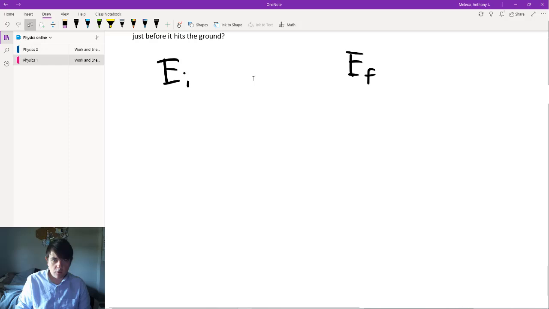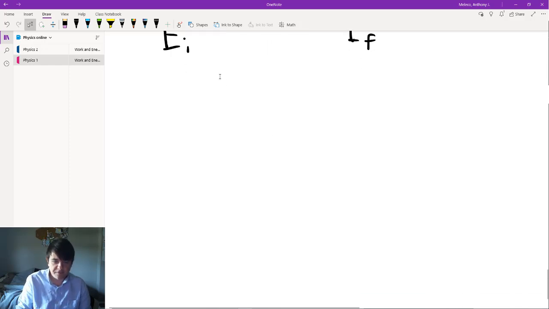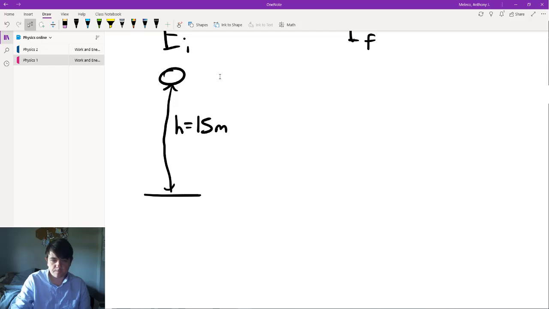Okay, so it tells us a 10-kilogram ball is 15 meters high. So you want to set this up. Okay, and so height is 15 meters.